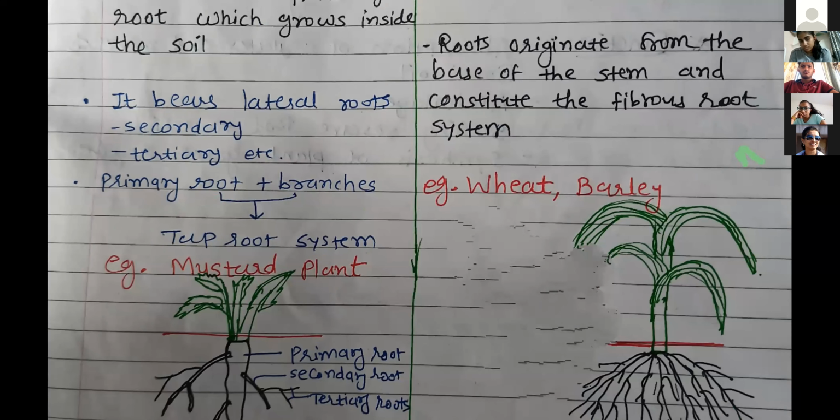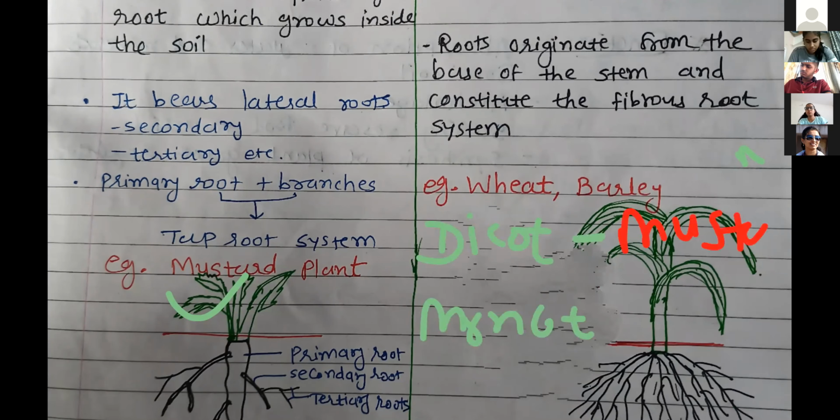One example of a dicot plant is mustard. Now, in your notebook, first write down in one row: dicot, monocot. For dicot, the example is mustard. Monocot we will learn later, but just now only write down one example, that's the mustard.